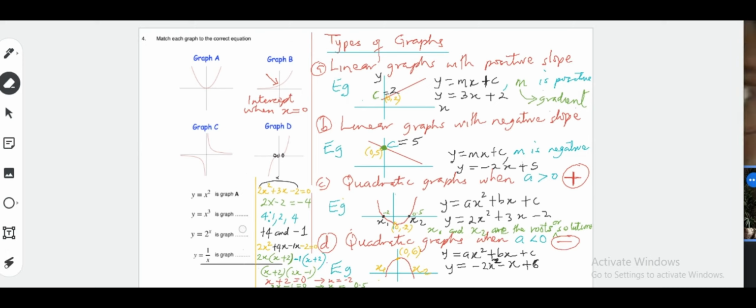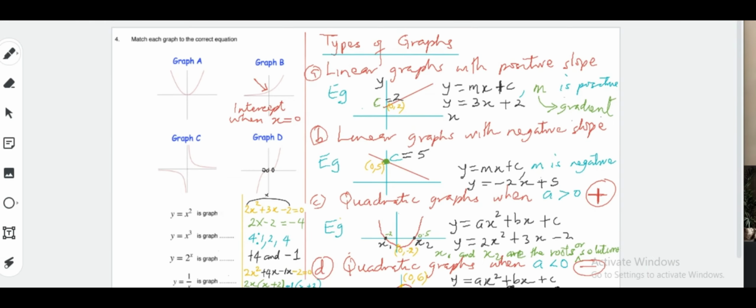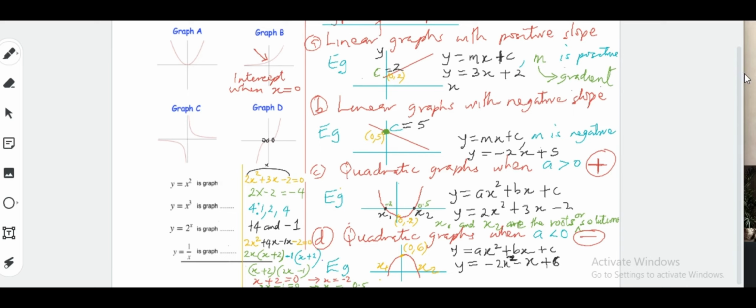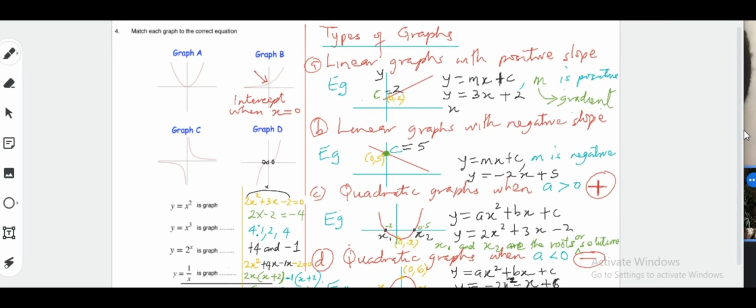Okay, I think we need to go back to the question I gave you. Let me see what you will do here. The question says, match each graph with the correct equation.